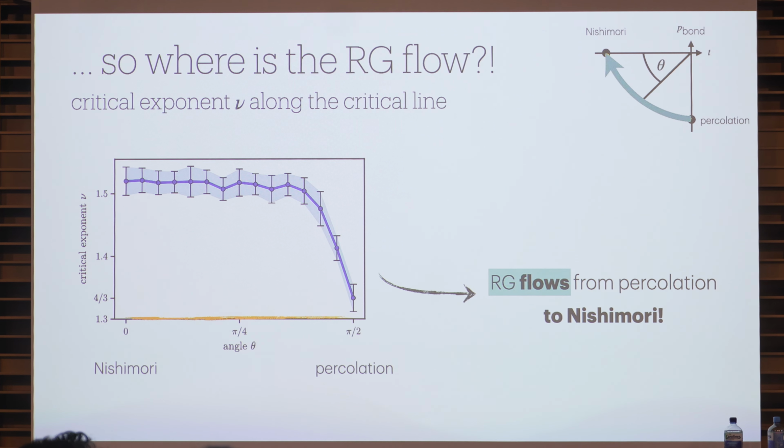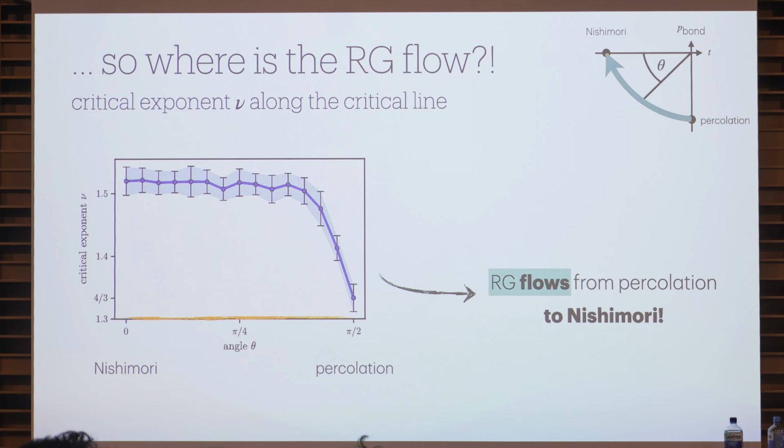And note that the fact that this is not a step function, but some smooth function, comes from the fact that this is still with finite system size data. So if we would go to infinite system sizes, we would probably see a step function there.